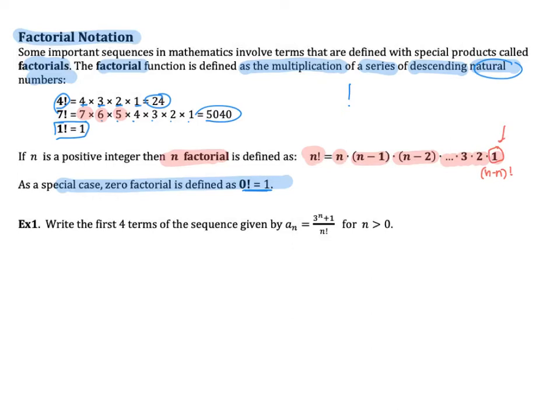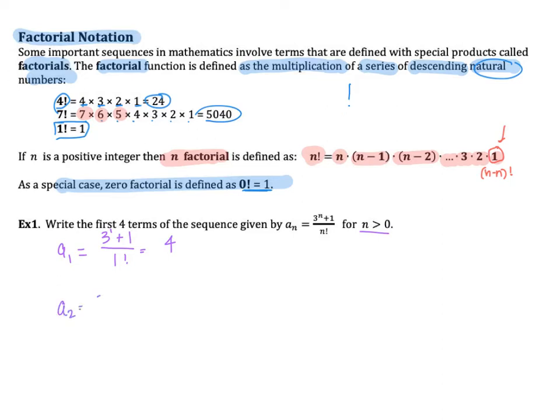All right, let's practice. It says write the first 4 terms of the sequence given by a sub n equals 3 to the power of n plus 1 divided by n factorial for n greater than 0. So the first 4 terms, it means we're going to plug in a 1. So a sub 1 equals 3 to the first power plus 1 divided by 1 factorial. Well, hopefully you're just saying that's 4. 4 divided by 1 is 4.